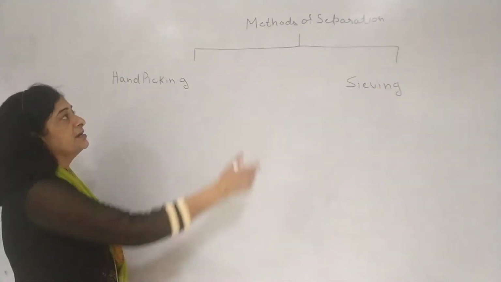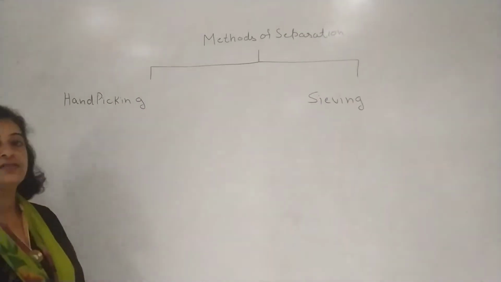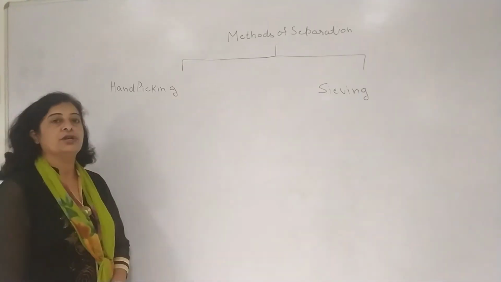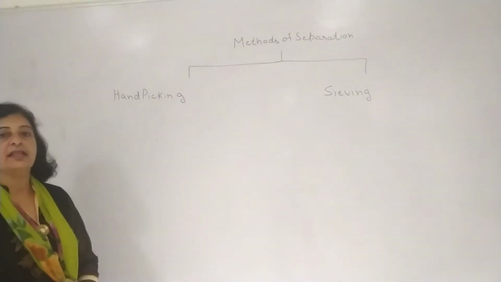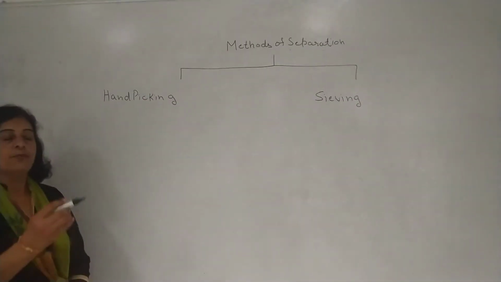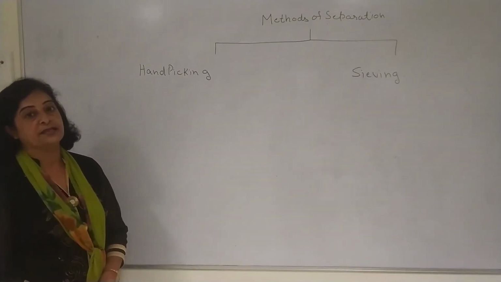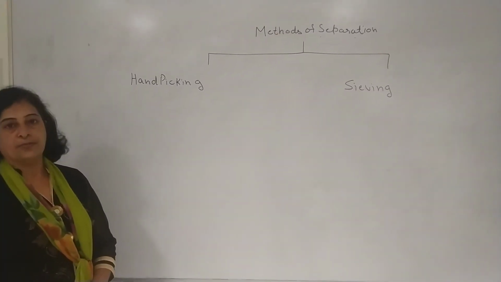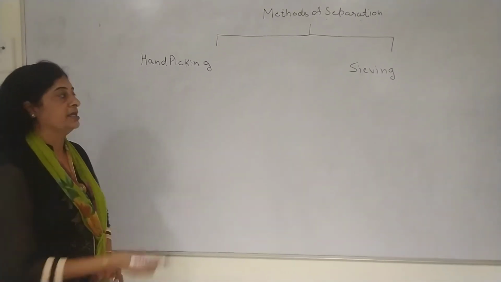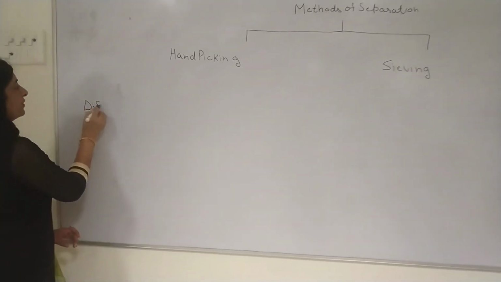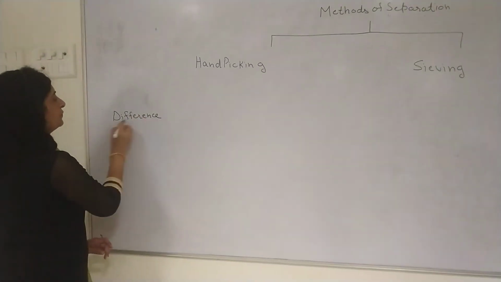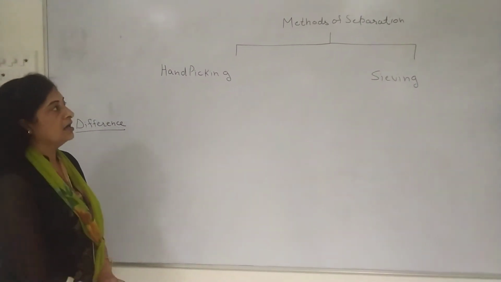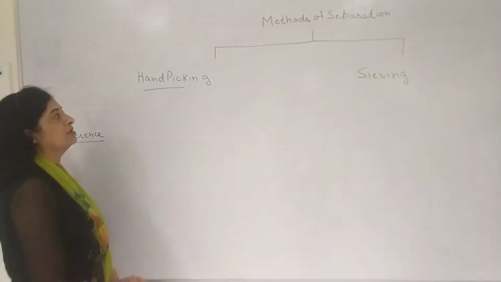Now we will discuss different methods for separation of substances. As I told you earlier, we have to choose any method of separation depending on the properties of the different components present in a mixture. For example, we have to see what the nature of the components of the mixture is, what the properties are, and on the basis of the differences in their properties, we have to choose any one method. So first of all, we will discuss hand picking.